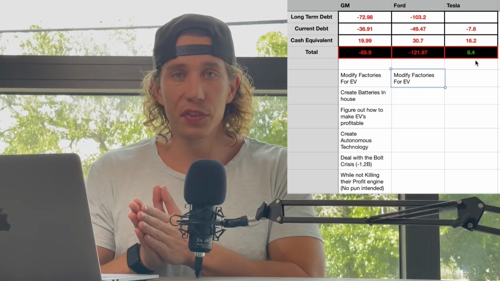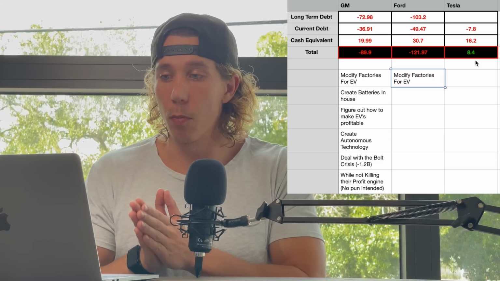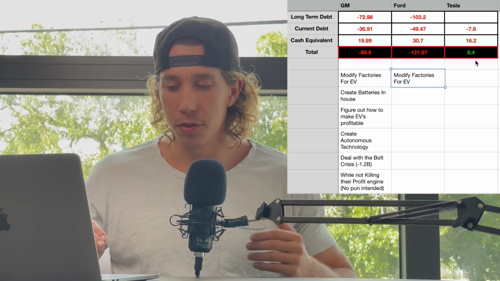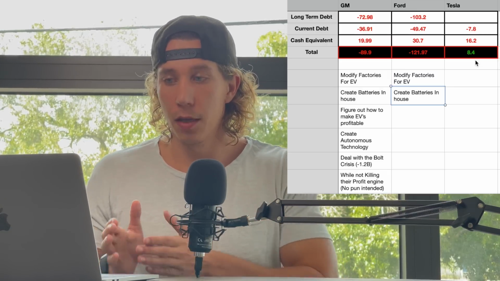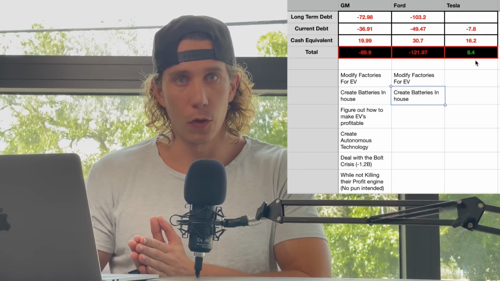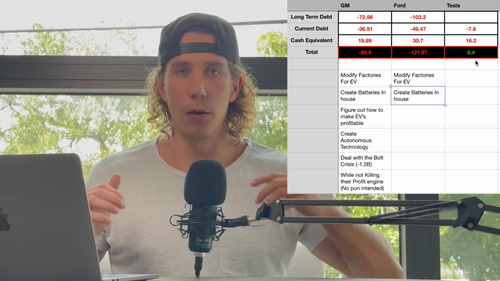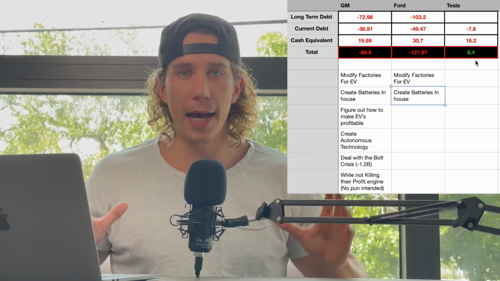So Ford obviously has to go through the same transition. They have to modify the factories for electric vehicles. We've already talked about that. No need to hash that out any deeper. They have to create batteries in-house, okay? Whether it's partnerships with LG Chem, Samsung, there's many battery companies out there.